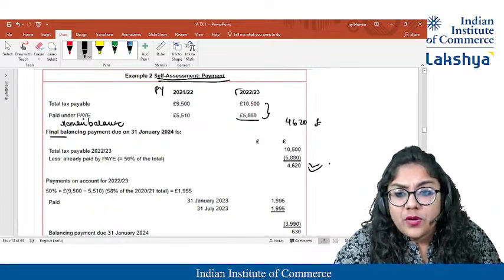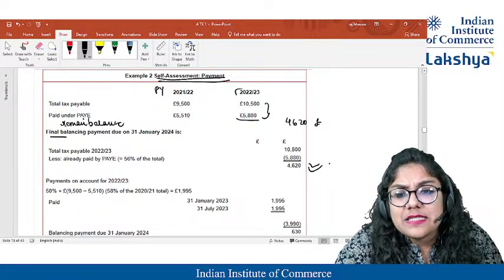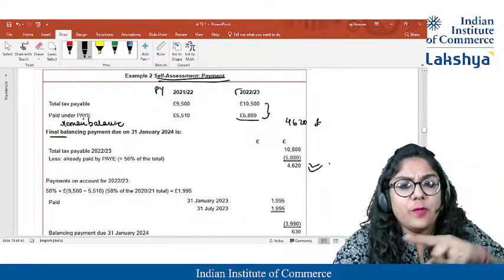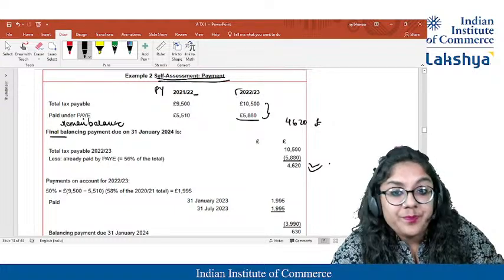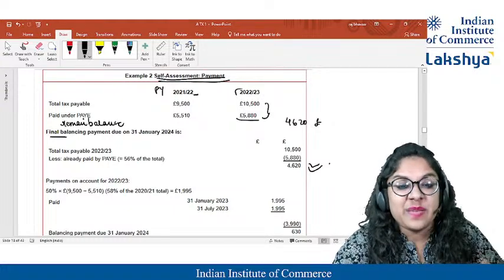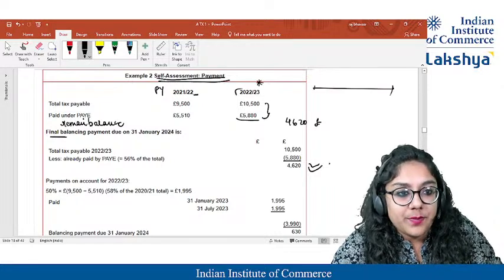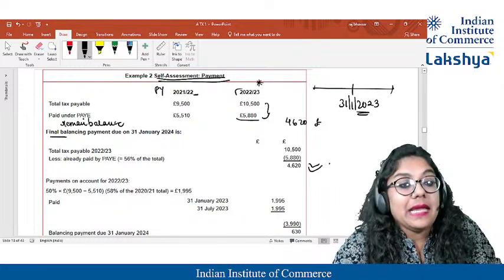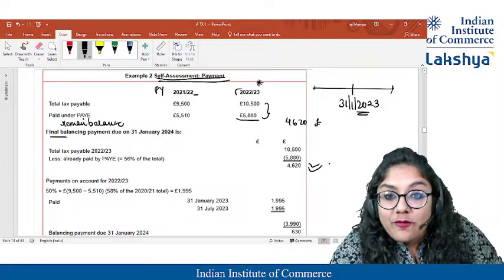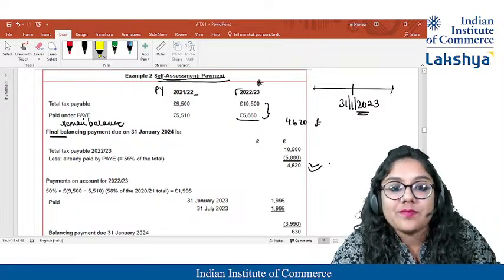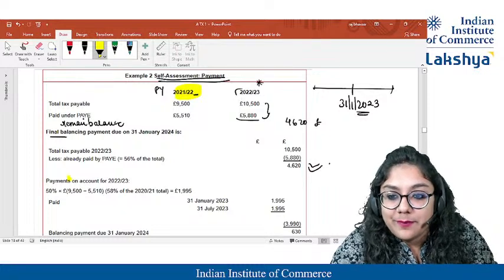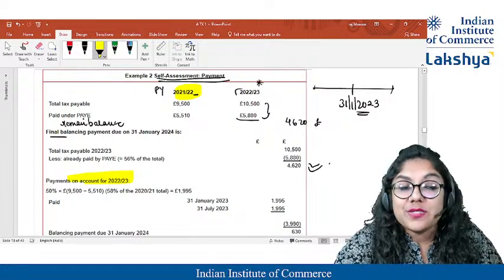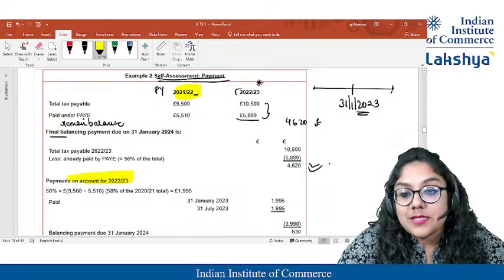Now let's see how much extra it is, like how much I was actually supposed to pay last year. On 31st Jan, how much were you supposed to make the payment? If you remember the previous year's payments, how much was I making in the current year? Let's say my year starts from this. On 31st Jan 2023, I have to make some payments. For whom? For this year. Payments on account for this year, I have to make. So how much payments will I make? Just think and tell me.